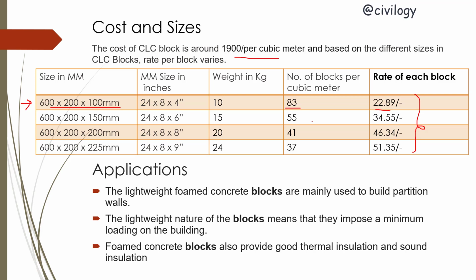If you don't know how to calculate the number of blocks per cubic meter, you can watch our recent video. I will give the link in the I button, you can see there. And next, applications. These lightweight foamed concrete blocks are mainly used to build partition walls. The lightweight nature of blocks means they impose a minimum loading on the building. Foamed concrete blocks also provide good thermal insulation and sound insulation.